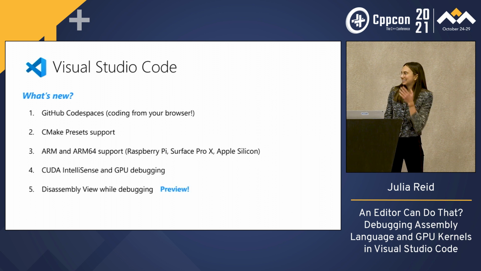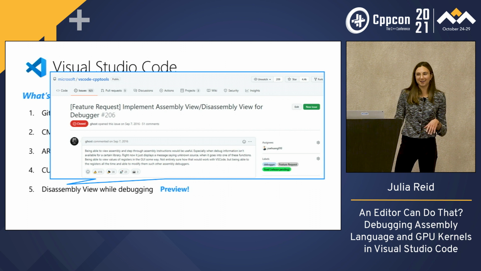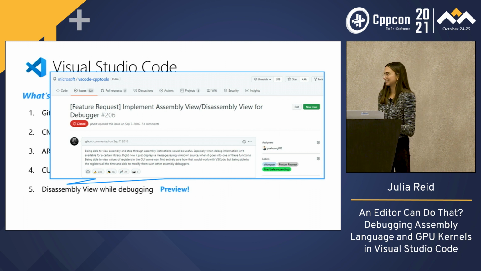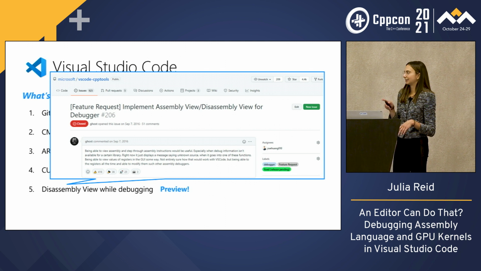Another new feature is disassembly view while debugging, and this was our top voted issue on GitHub for a long time. So we're really excited that it's now publicly available in VS Code. It's still in preview, and we have more features that we plan to add to it, and we'll continue to enhance it. But definitely check it out. Let us know what you think. I'll demo this today as well.